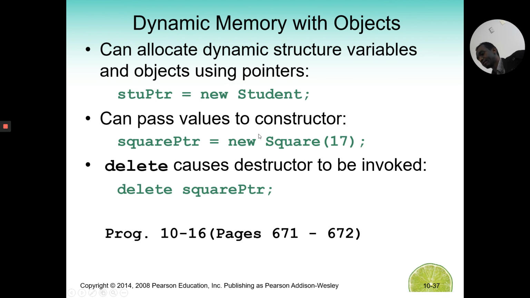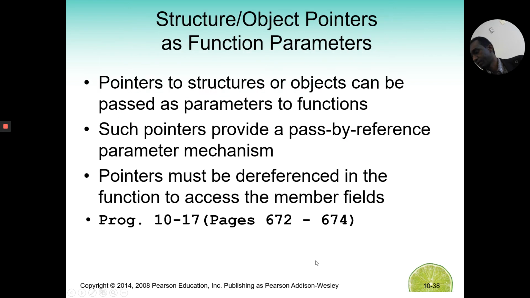You can allocate dynamic structure variables and objects using pointers. So you have student pointer, new student, and then you can pass values to a constructor. You delete to cause the destructor to be invoked, and then delete the square pointer. Look at some of the examples that exist there. So structure or object pointers as function parameters. Pointers to a structure or an object can be passed as parameters to functions. Such pointers provide a pass-by-reference parameter mechanism. Pointers must be dereferenced in the function to access the member fields.